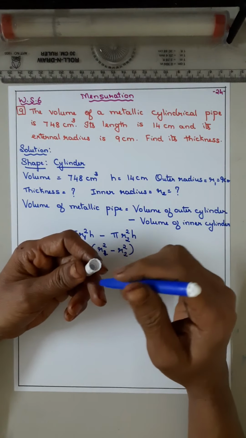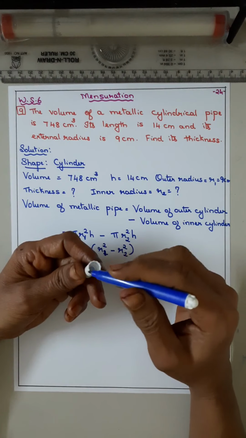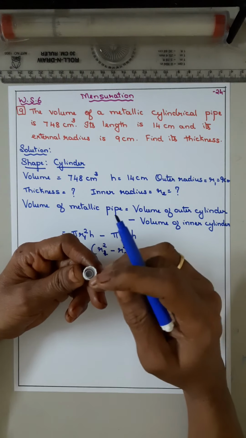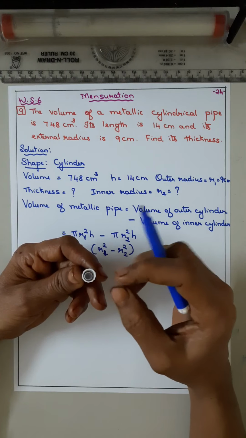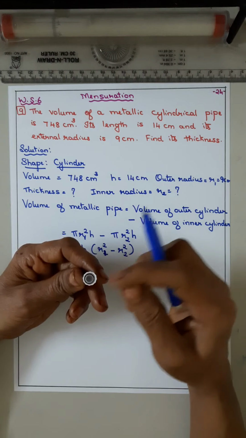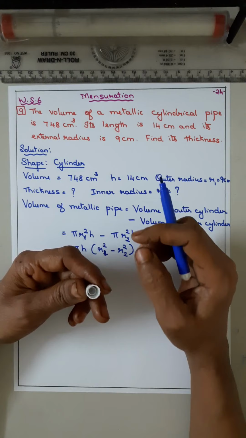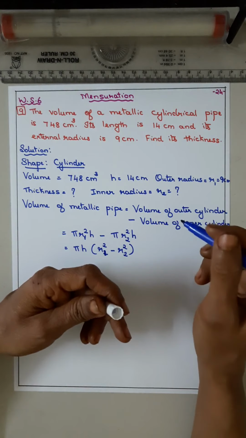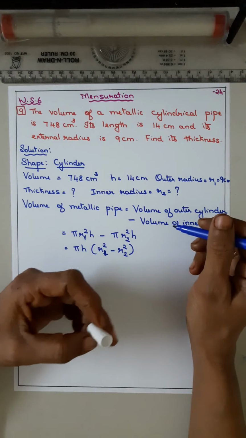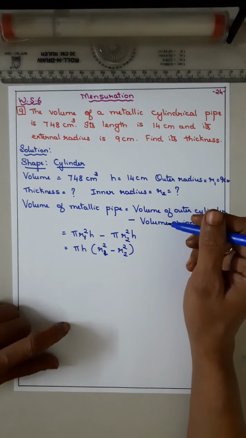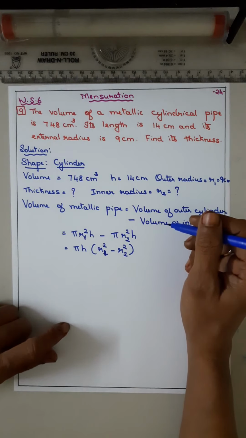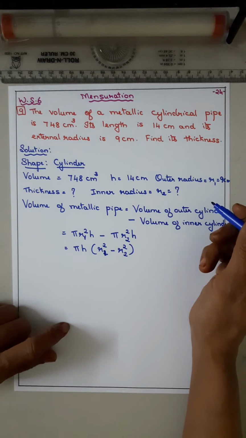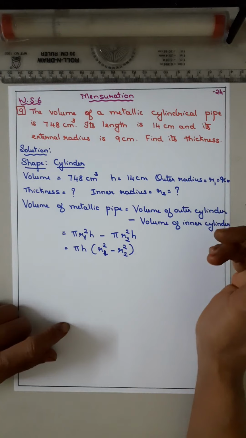So if there is an outer cylinder, inner cylinder, this is the thickness, isn't it? The thin part, the thickness of the tube, that is the thickness. So outer cylinder, that is the outer radius, inner cylinder, that is the inner radius. So to find out the thickness, first we have to find out the inner radius. Already you have learnt in the examples.